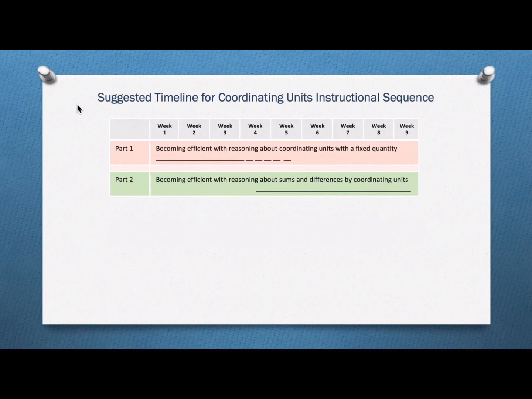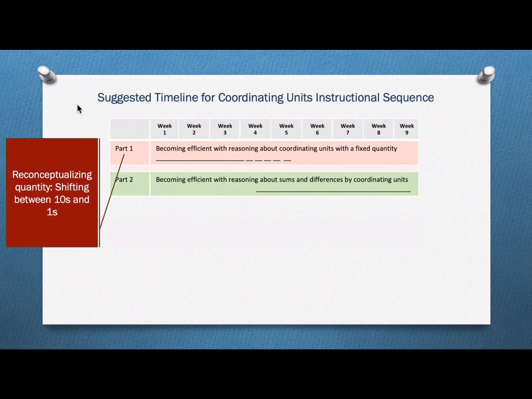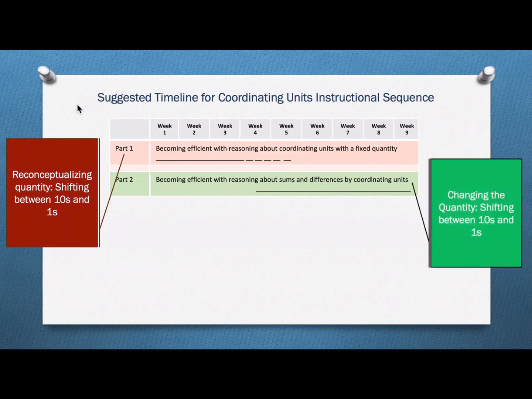Here we show the general timeline for the entire coordinating unit's instructional sequence. Activities in part 1 of the sequence involve reconceptualizing a quantity by shifting between units of 10 and units of 1. Part 2 of the coordinating unit sequence is designed to develop children's becoming efficient with reasoning about sums and differences by coordinating units of tens and ones. The activities in part 2 involve changing the quantity by either increasing or decreasing the initial amount. As the timeline shows, we recommend devoting approximately 3.5 weeks to part 1 of the sequence and approximately 5.5 weeks to part 2 of the sequence.